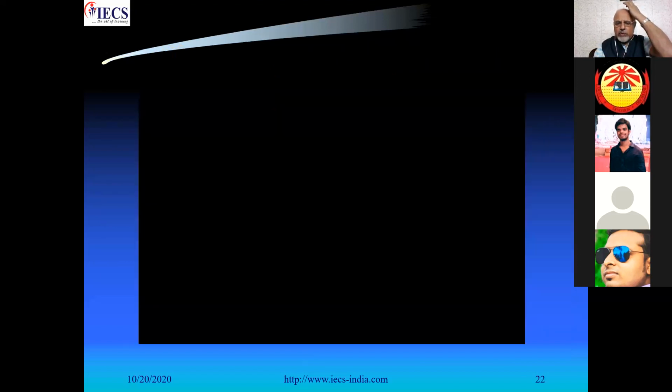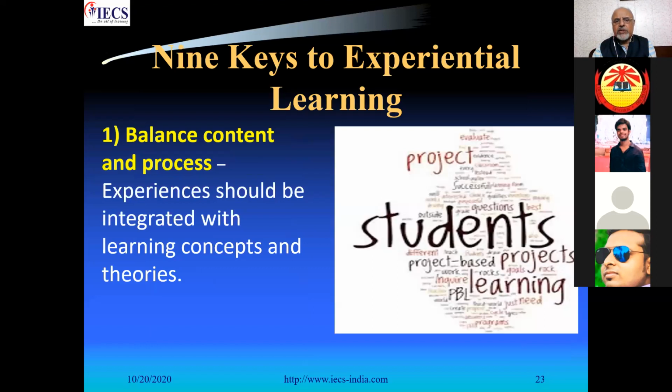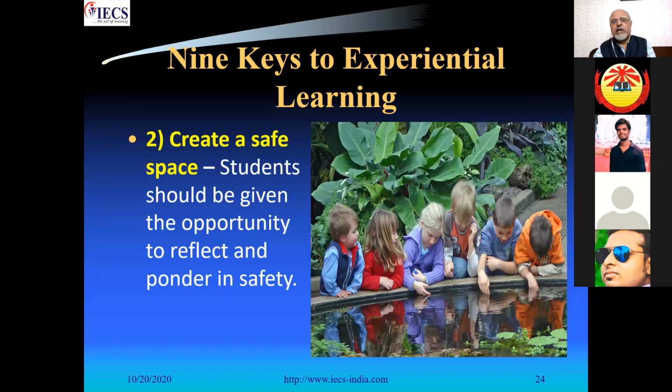Yes. I would now take you to 9 basic keys. We call them 9 keys to experiential learning. The first is, please balance the content and the process. The experience has to be integrated with the learning theory or the learning concept. The experience cannot be different or far-fetched. It has to be very close to the concept that you want to teach. That's the first key. The content and the process of teaching have to be correlated. The experience has to come out from the content itself.